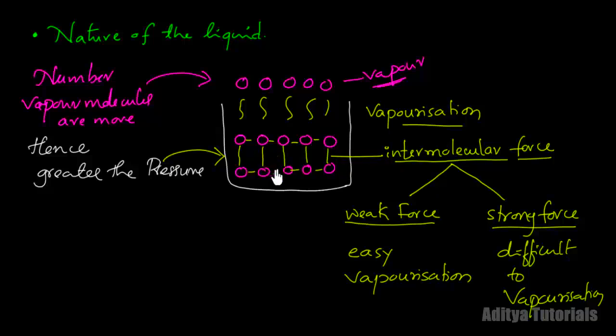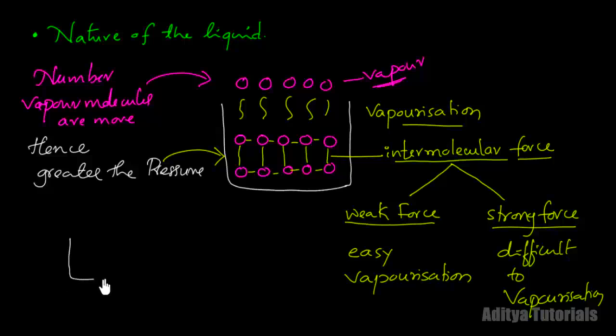Okay, so if you take any liquid, it will have a particular vapor pressure, because every liquid has a particular amount of intermolecular force, and the property of vaporization depends upon the nature of intermolecular forces. Okay, the liquids which have weak intermolecular forces of attraction tend to escape very easily into the vapor phase, and therefore they have a high number of vapor molecules, and that leads to greater vapor pressure.